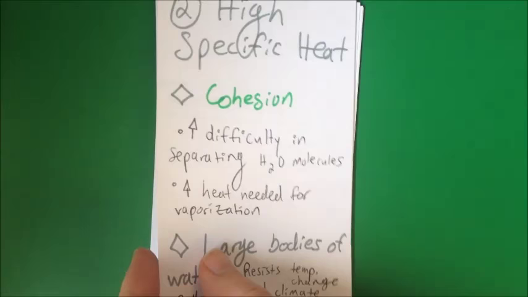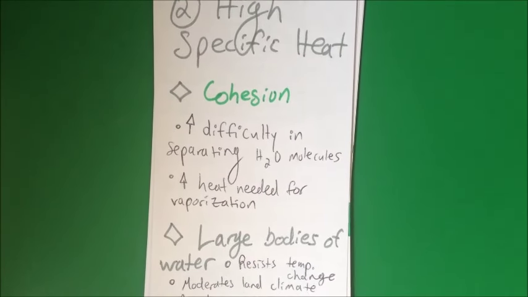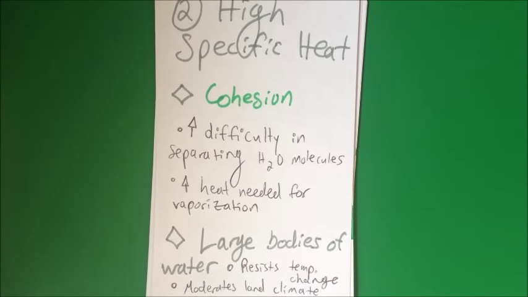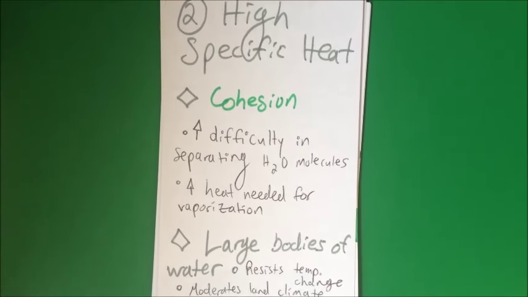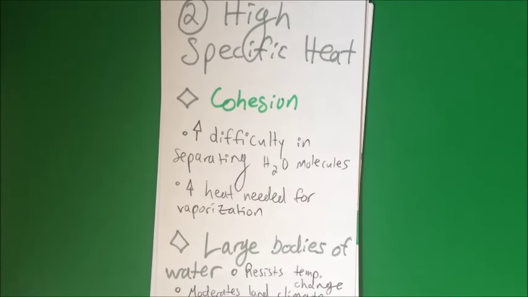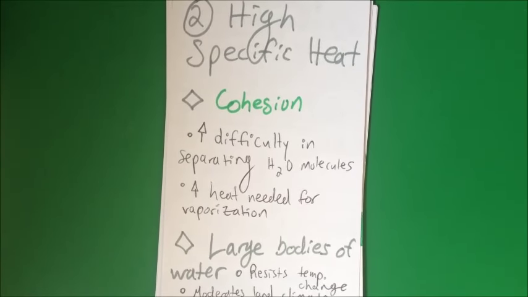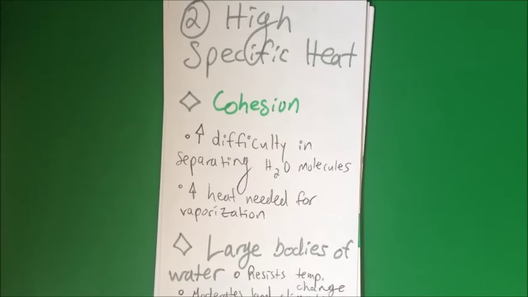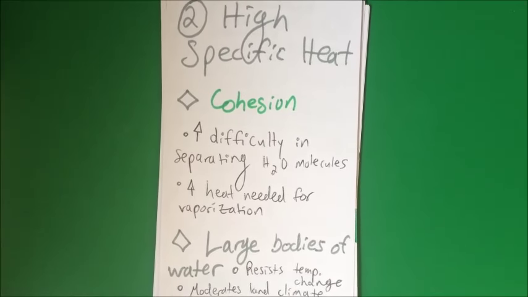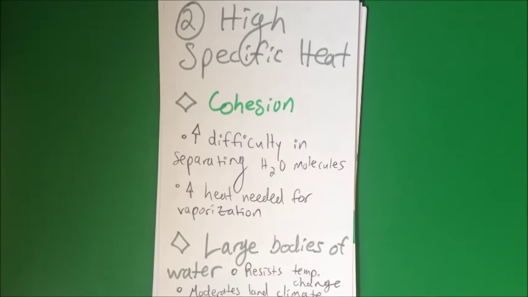The second property is water's high specific heat. Cohesion increases the difficulty in separating H2O molecules, and ergo it increases the heat needed for water to vaporize. This also has a great effect on large bodies of water. It allows them to resist temperature change, providing a stable living environment and moderating nearby land climate.